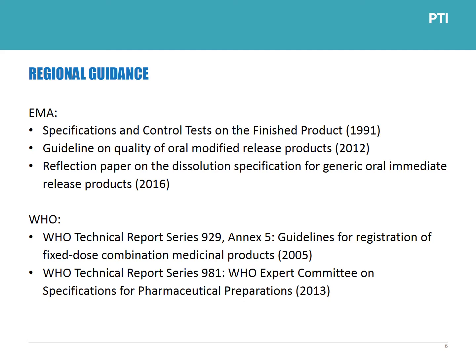One deals with guidance on fixed dose combination products. So these are drug products that contain more than one active ingredient in a fixed proportion across the range of doses in which they're manufactured. And the second one is the WHO Expert Committee on Specifications for Pharmaceutical Preparations, which is general guidance.